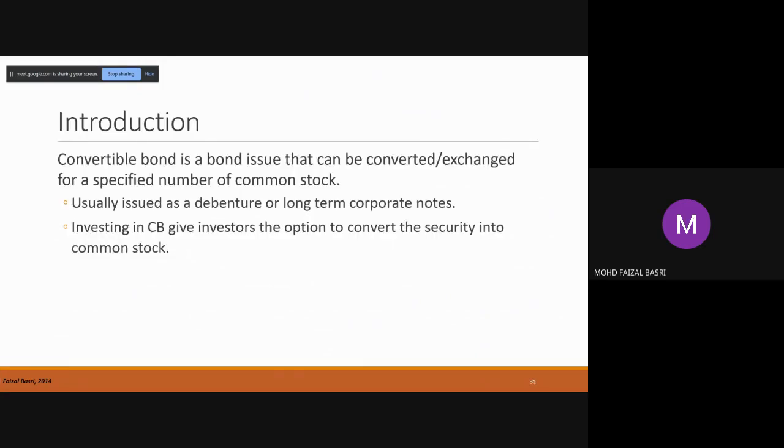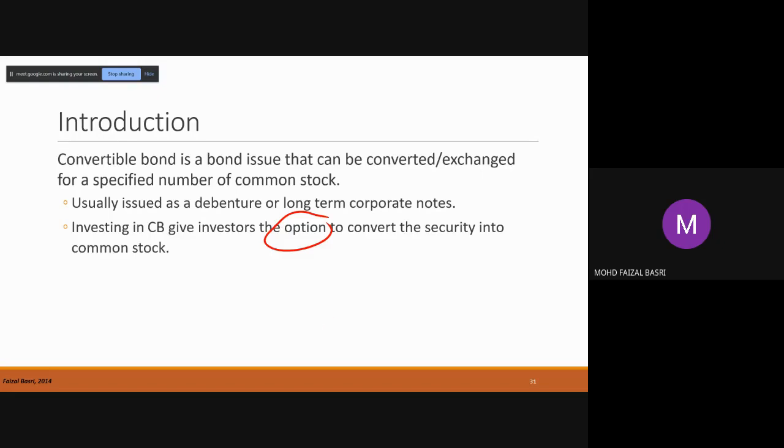So convertible bond is a bond issue that can be converted into common stocks ataupun shares, and is usually issued as a debenture or long-term corporate notes. Okay, and if you invest in convertible bond, it gives the investor the option. The keyword is option. It's not compulsory. It's an option to convert the bond into common stock.